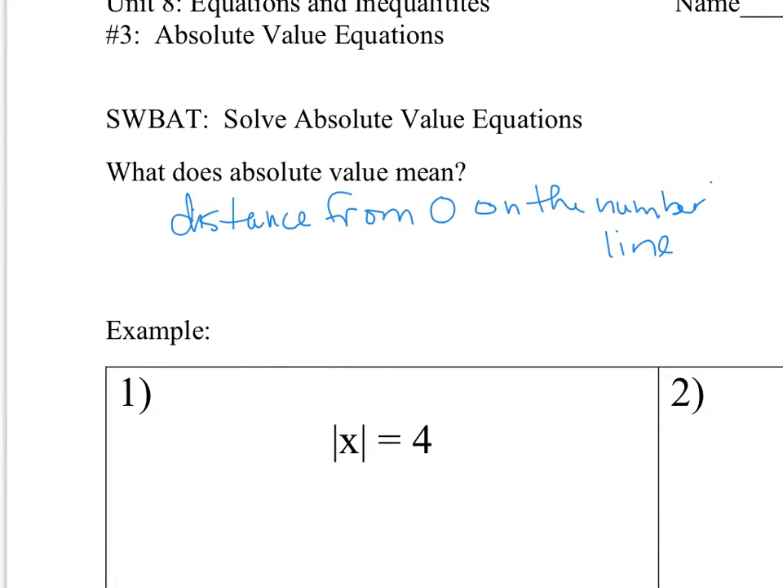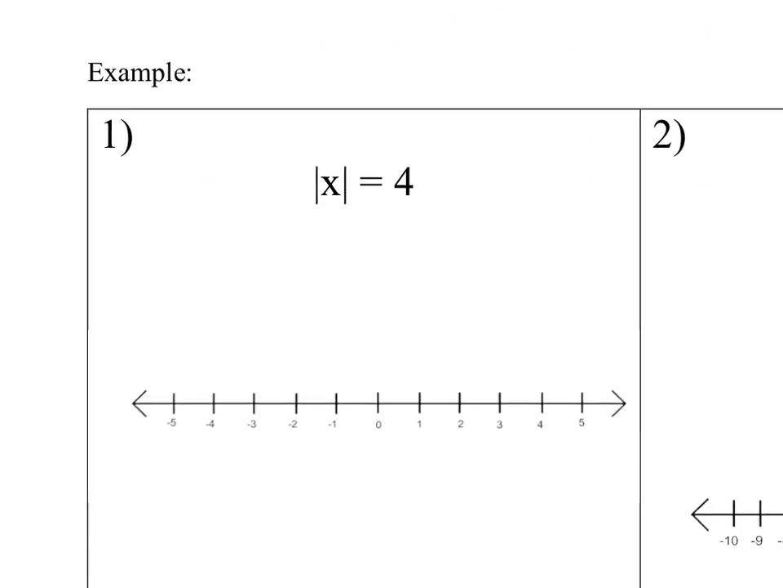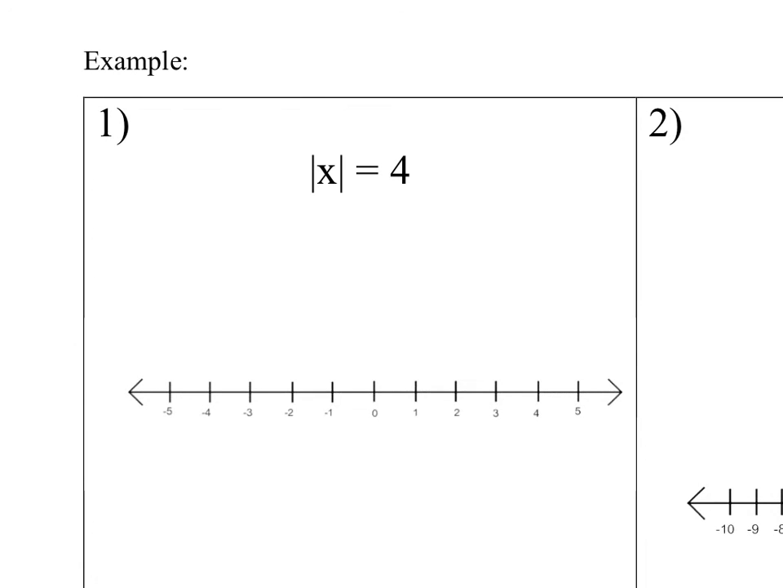So, for example, this first one, the absolute value of x is equal to 4. That means the distance from 0 is 4. So where are the spots where the distance from 0 is 4? It's 4 and negative 4. Because the distance from here to here is 4, and the distance from here to here is 4. That's what it means.